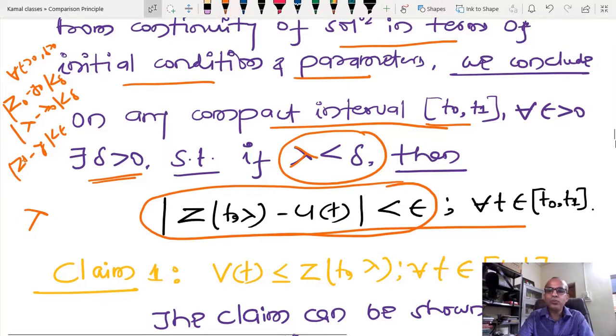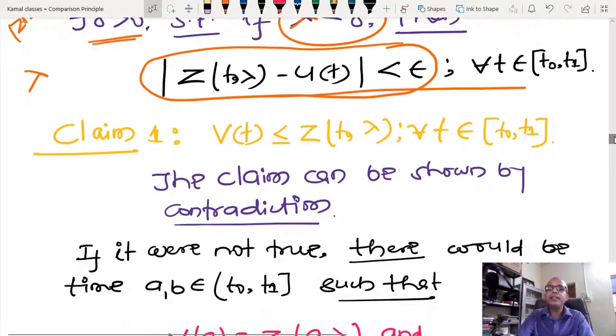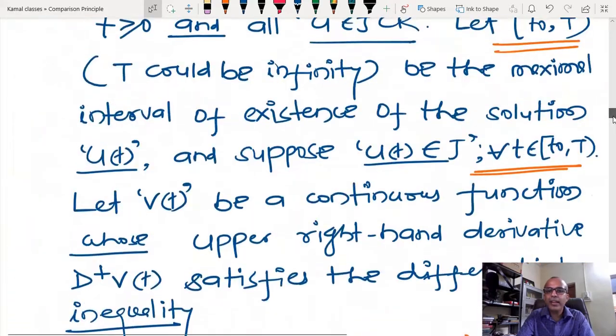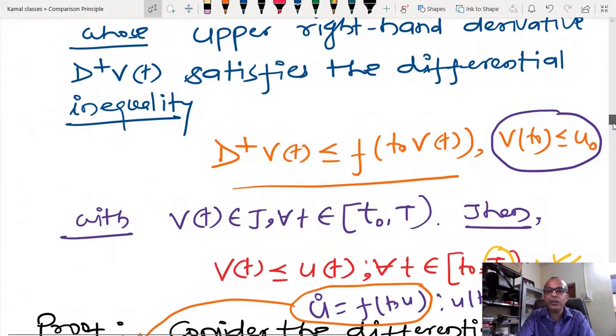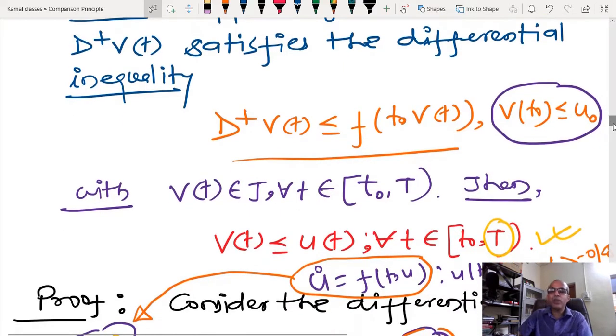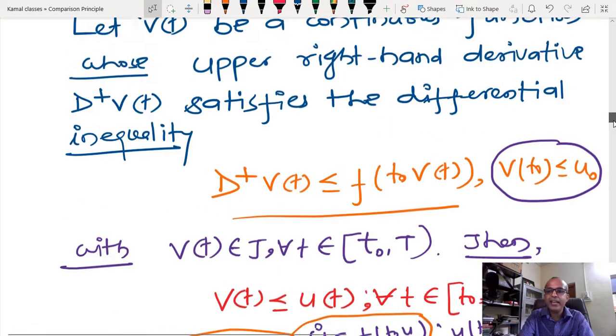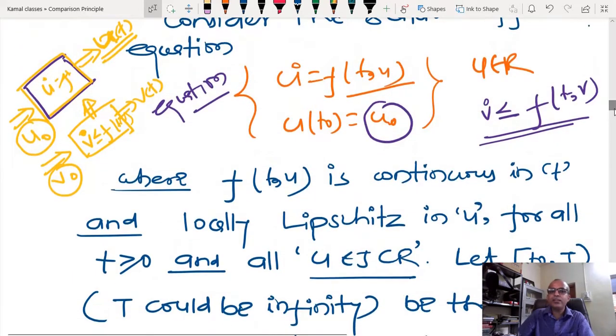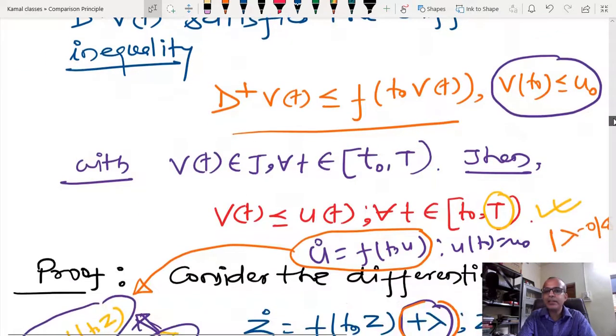Now I am going to prove that Vt is less than or equal to zt lambda. First, try to understand what Vt is. Here three different equations are involved. Initially I have one differential equation. I want to solve this differential equation, but suppose this function is very complicated and I am not able to solve it. For that reason I have replaced this by a differential inequality.